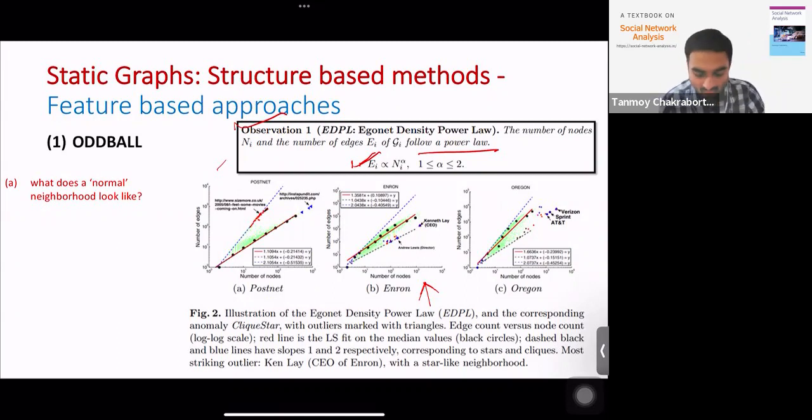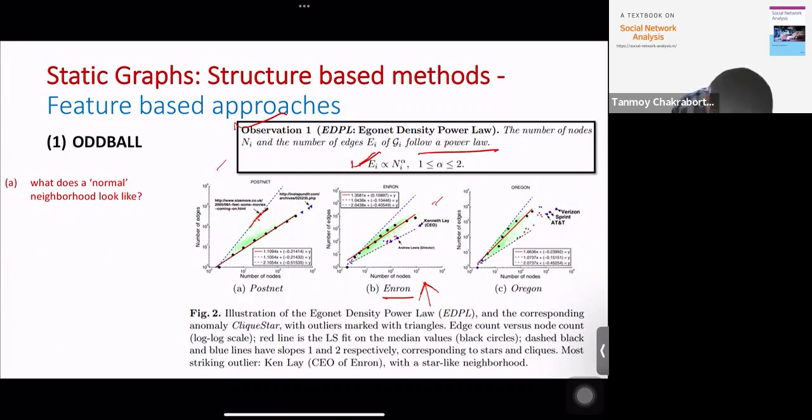Or if we see that certain ego networks are very, very different from other ego networks, then there may also be some problem. Okay, so let's look at this plot. This is on a dataset called the Enron dataset. There are 3 datasets: PostNet, Enron, and Oregon. So we'll first look at the Enron dataset.